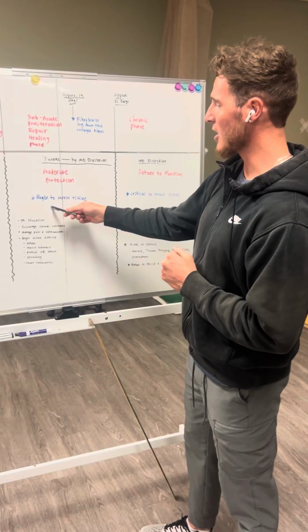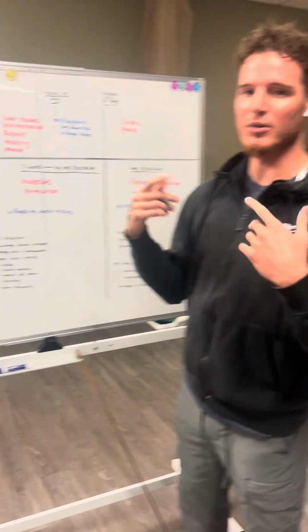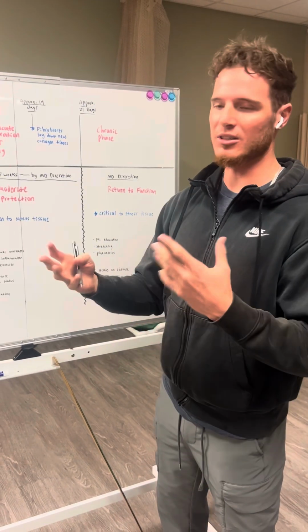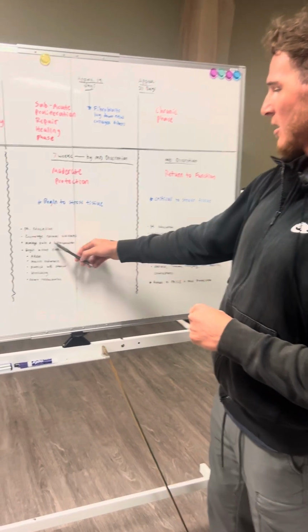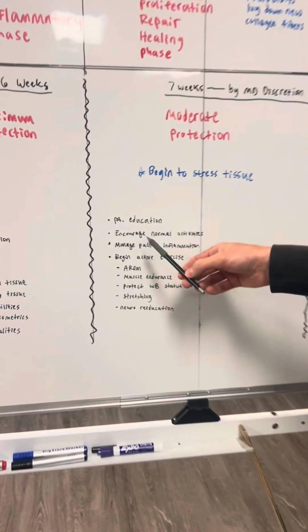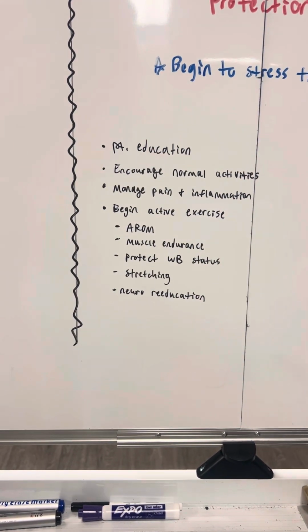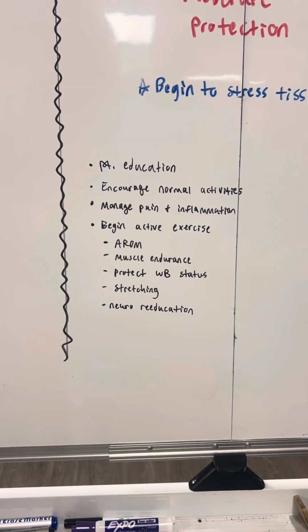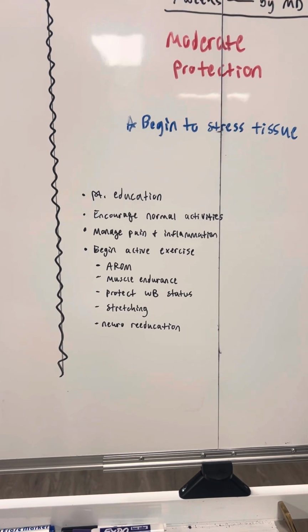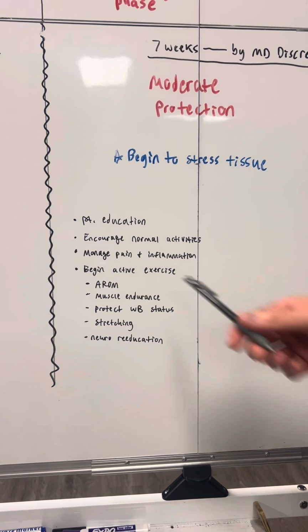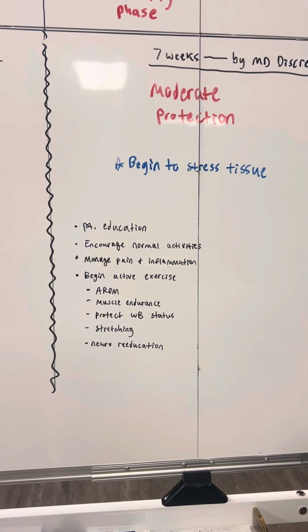So when we get into this moderate protection phase, we really want to ramp it up and start to get them moving, start to get them engaging that tissue again. So normal activities, want to get them moving again. Manage pain and inflammation. You want to keep a lookout for any new inflammation, or if you're kind of making things worse, we don't want to do that. We also want to begin active exercise.